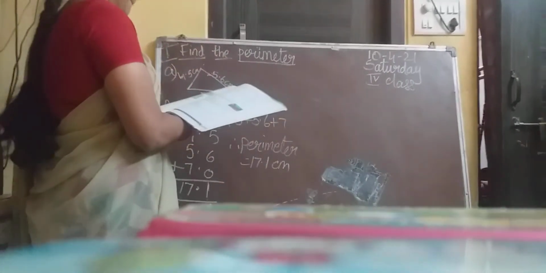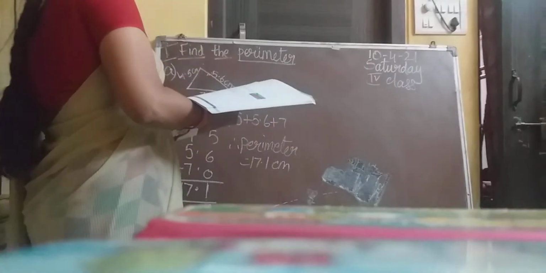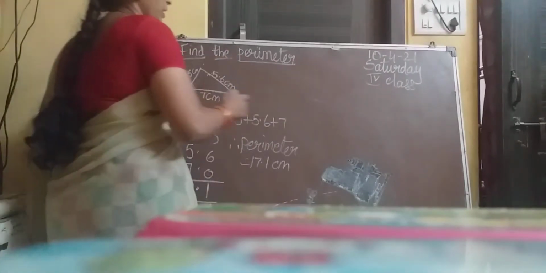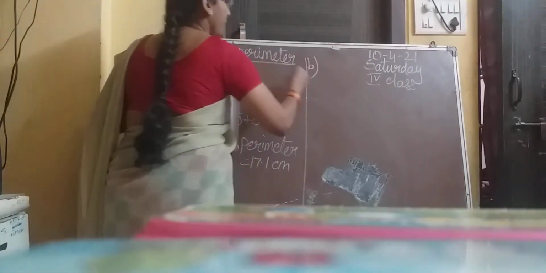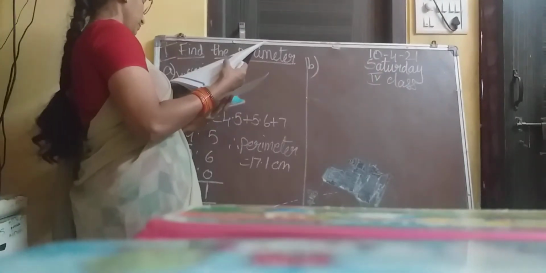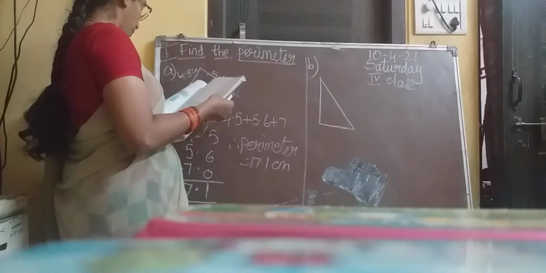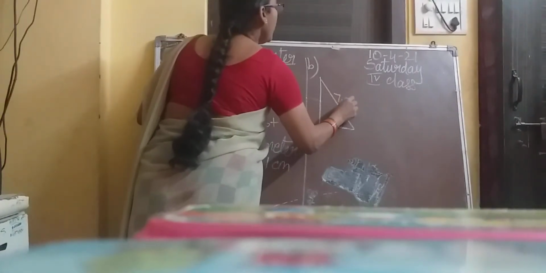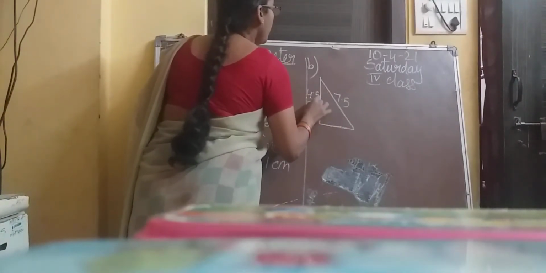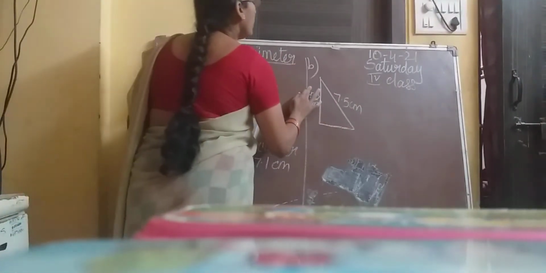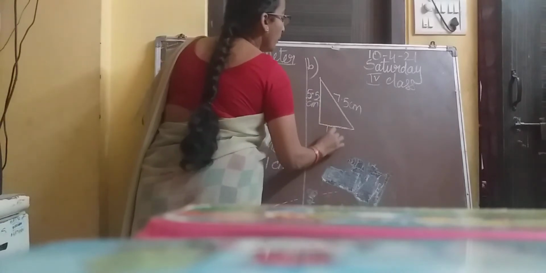Yes, one more I'll say. Two sums and three sums. Three sums are for homework, children. See, one more, B1, I am saying to you all. 4.5 centimeters, 7.5 centimeters, and this is 5.5, this is 4.5 centimeters. Okay children, same.